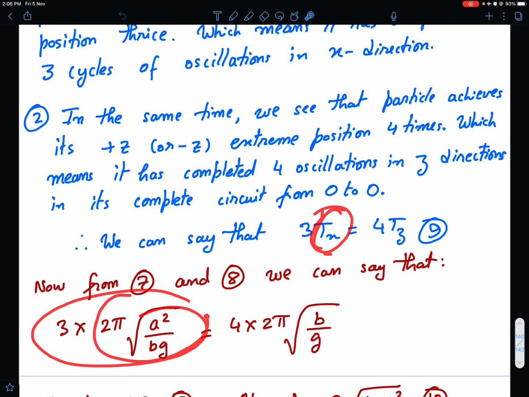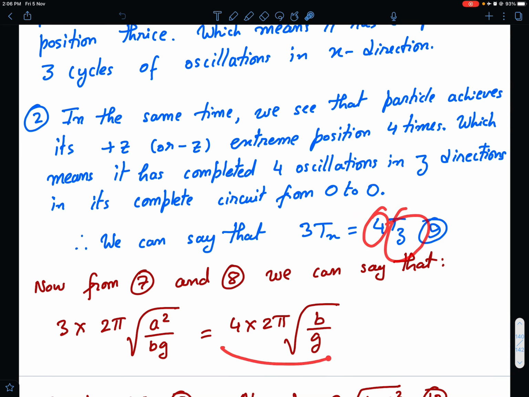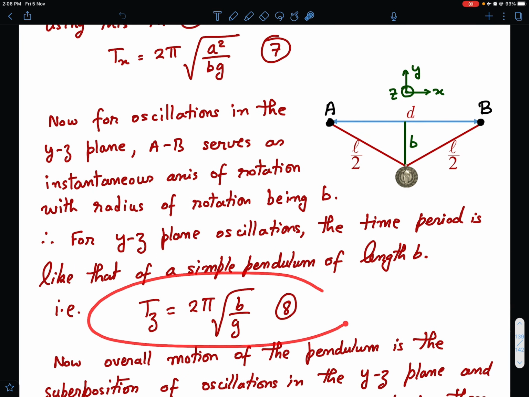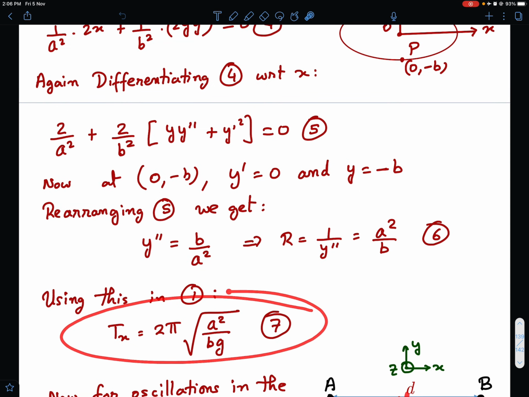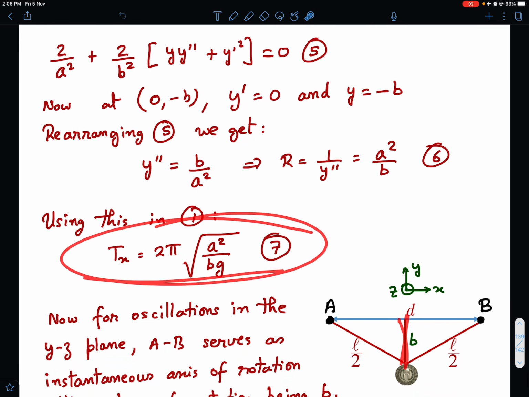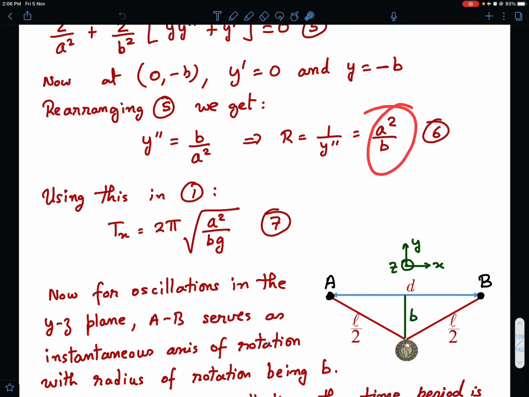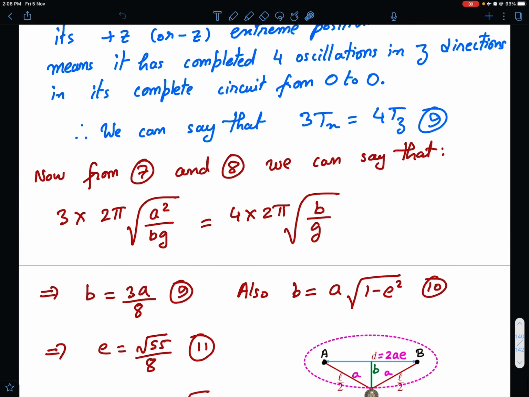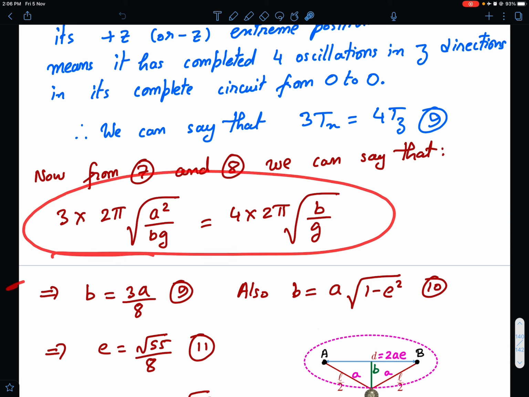Okay, and from equations 7 and 8 we just substitute the value of Tx. We got Tx as 2 pi under root a square by bg. So 3 into 2 pi under root a square by bg should be equal to 4 times 2 pi under root b by g. I'll just show you the equations 7 and 8 we had derived earlier. This was your Tz based on the pendulum length, and then equation 7 was Tx based on the radius of curvature that we had found. The radius of curvature we had got as a square by b, right? So we just substituted the values of Tx and Tz. So 3 into this is equal to 4 into this, right?